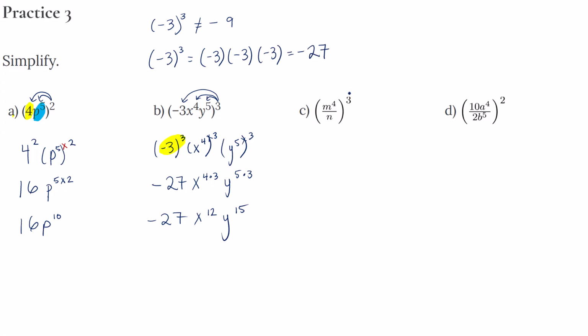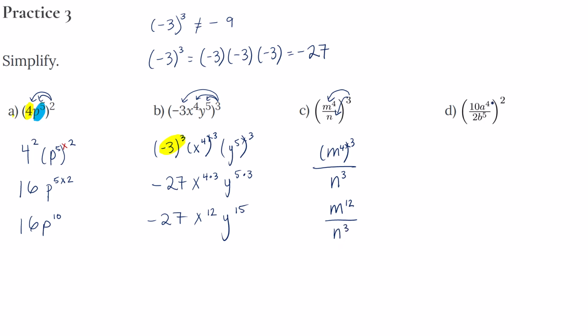So with c, this exponent of 3 needs to be applied to m to the power of 4 divided by, also apply that 3 to the n, so n to the 3. And then altogether, we go 4 times 3 is 12 over n to the power of 3.